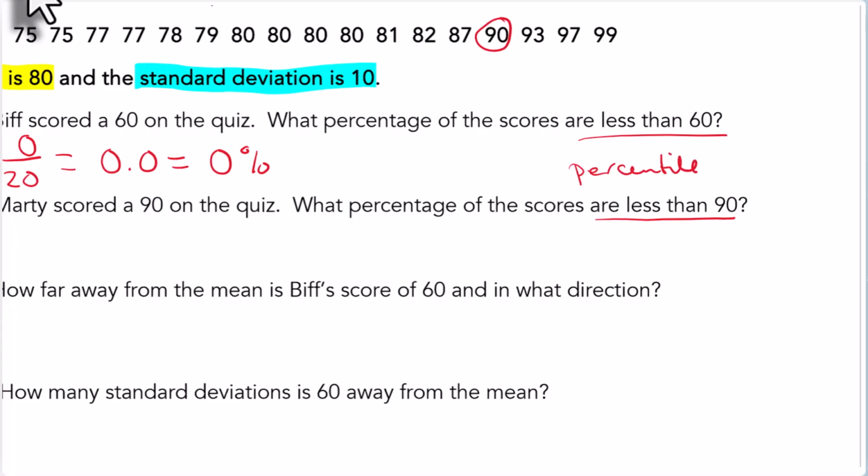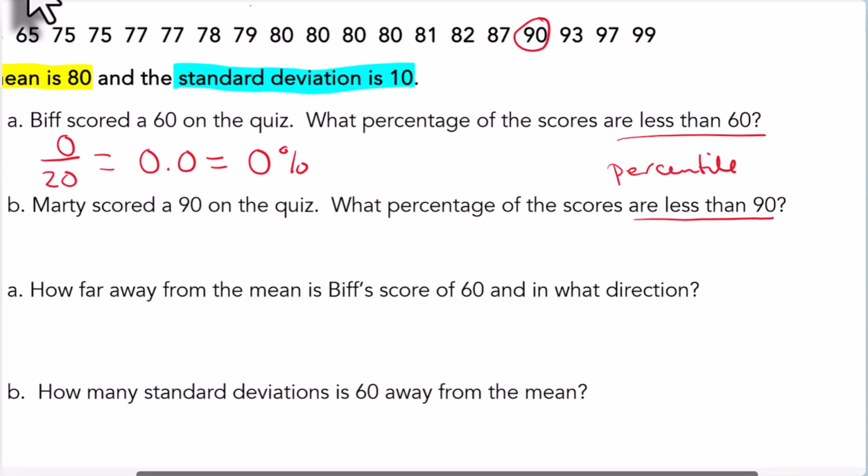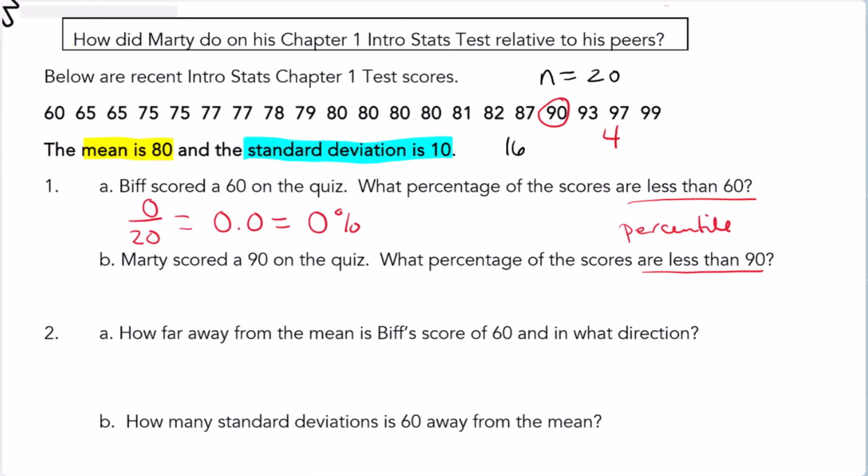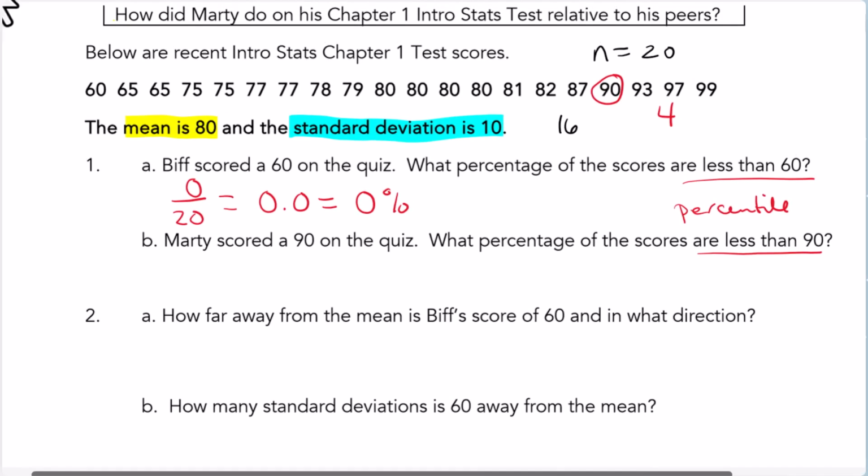Now, for Marty, if I look at 90, there are two ways to calculate this. One, the easier way, because it's towards the right side of the data, I would just say from 90 up, I have 4 pieces of data, because I can count 90, 93, 97, 99. But the question is asking us what percentage of scores are less than 90. So if I have 20 pieces of data, and 4 are at 90 or higher, that means there are 16 pieces of data that are lower than 90. I could have also just counted each one individually, 60, 65, 65, 70, 75, 75, etc., all the way up to 87, and I would still arrive at 16.